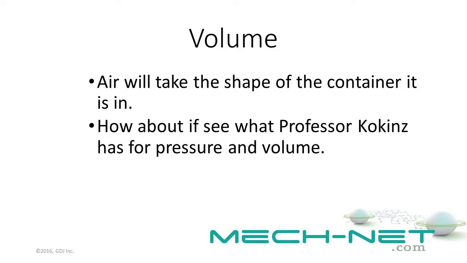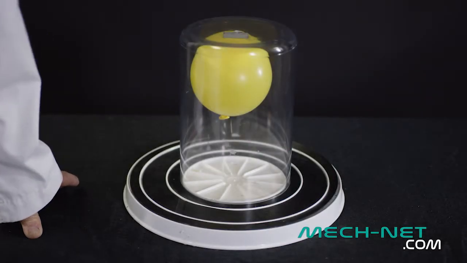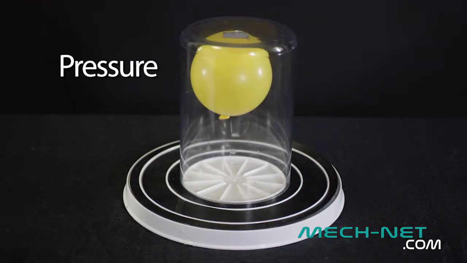Volume. Air will take the shape of the container it is in. How about if we see what Professor Kokens has for pressure and volume? We don't often think of air having pressure because of the fact that the air inside of our bodies and the air outside of our bodies is at the same pressure. So we don't really feel the fact that there is actually 14.7 psi of air pressure on us right now.